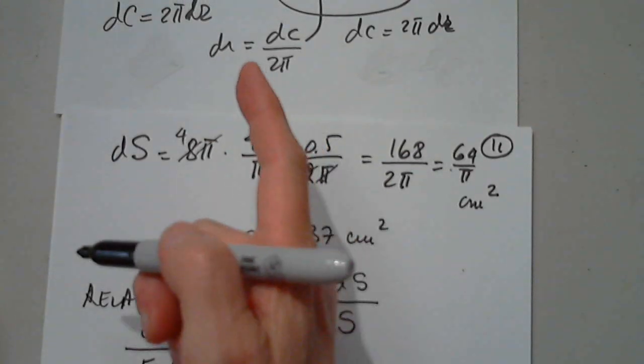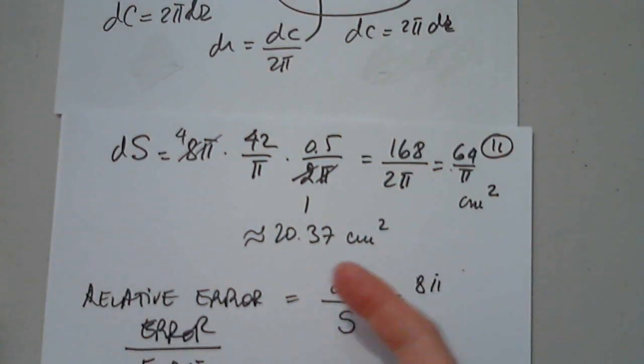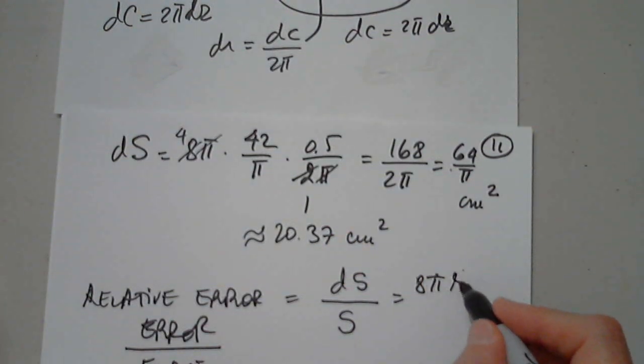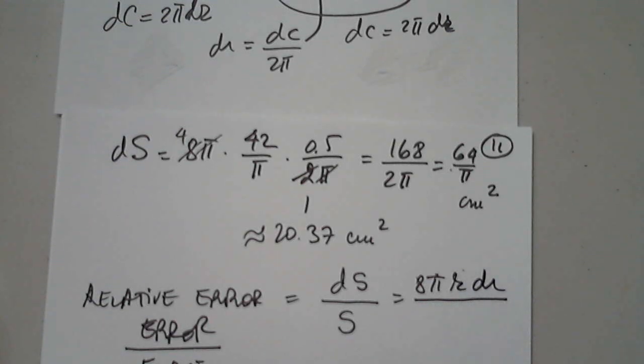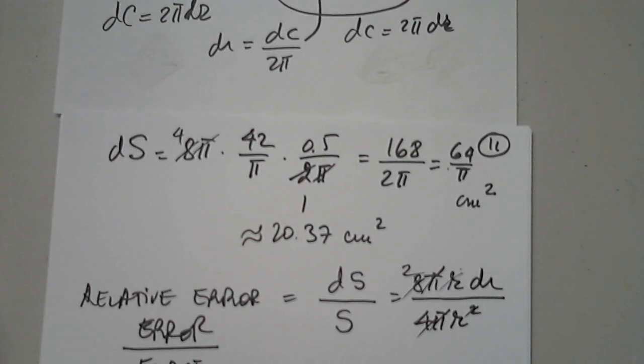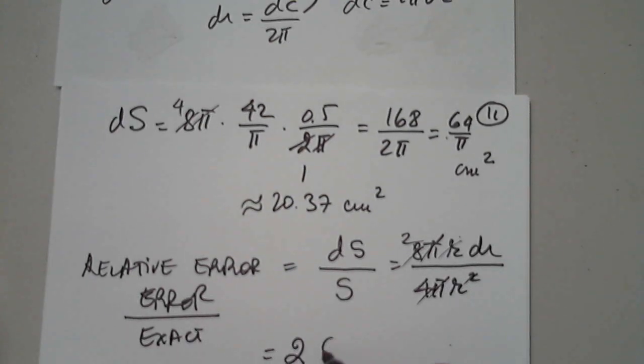Well, ds, we have it, 8 pi. I don't want to put this approximation. I'll show you why. I want to simplify. And the surface is 4 pi r squared. So much easier to simplify. Pi and pi, 4, and I get a 2, and r. So this is twice the relative dr over r. So it's twice the relative error in the radius.